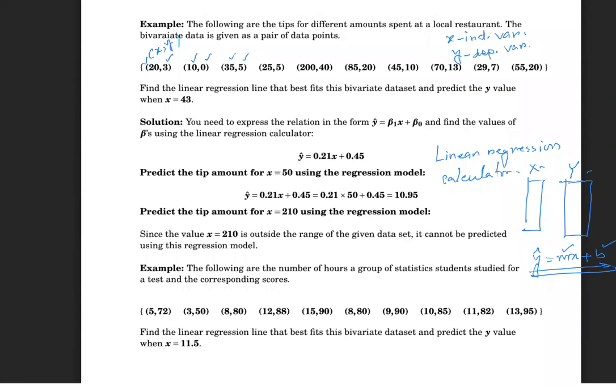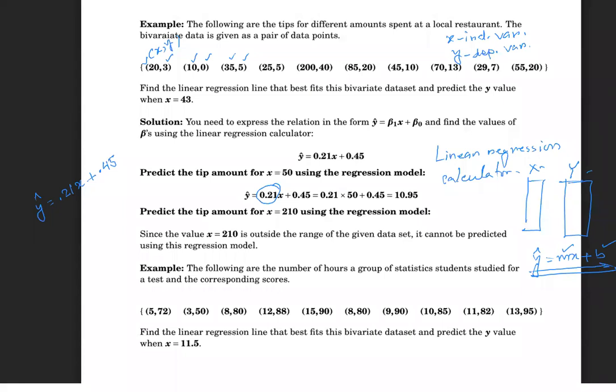So these numbers are going to be 0.21. I rounded it to the 100th place. Y hat is equal to 0.21x plus 0.45. That's the regression line. Now, why do I need the regression line? So that I can predict the next event.